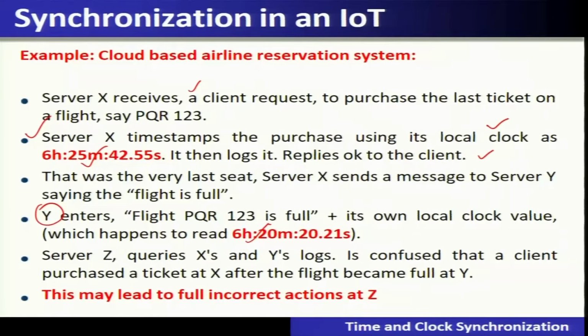So therefore server Z, when it queries server X and server Y's logs, is confused: the client has purchased the ticket at X at 6:25, whereas Y has seen that the flight is full at 6:20 by the time of server Y. So therefore this is a problem of clock synchronization. The server Y's clock is slower than the server X's clock, so it will not be able to reason why the seat is incorrectly showing as full at Z.